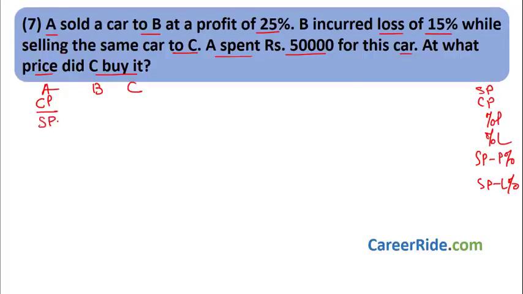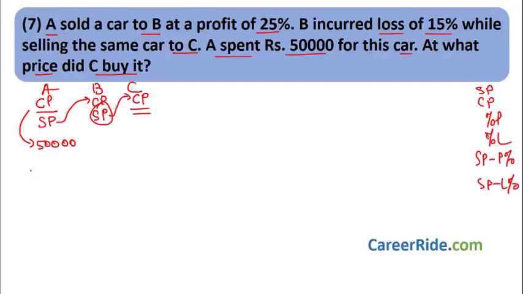Now this selling price of A is nothing but the price at which B will buy the car, so that will become the cost price for B. Okay, now B again sells the car to C at some price. Now this selling price will become the cost price for C, because C will buy the car at this price, right? So let us find what is the cost price for C, that is at what price did C buy it. What is the cost price for A? We know it is given as 50,000 rupees.